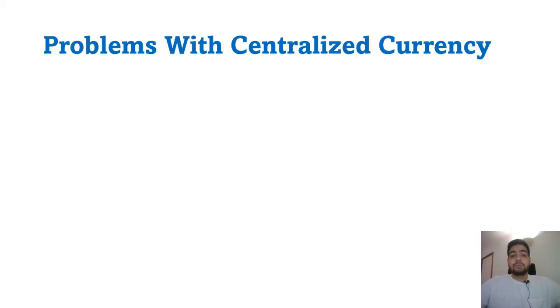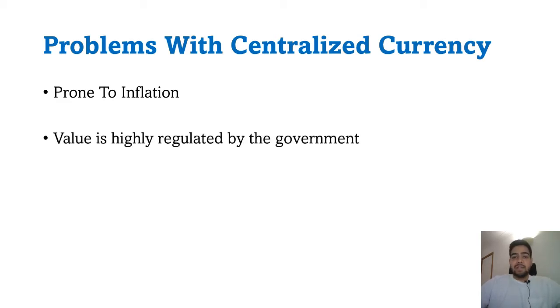Now, there are lots of problems with a centralized currency, or a currency that is controlled by a third party, that is the government. The first is that it is prone to inflation, so the government can decide to print more money on a day and the value per unit currency decreases. The second one is that the value is regulated highly by the government, so they can decide to stop some particular denomination of the currency without any notice. The third one is that the transactions are not public, so all the transactions that happen between people who have that currency cannot be seen by other people.